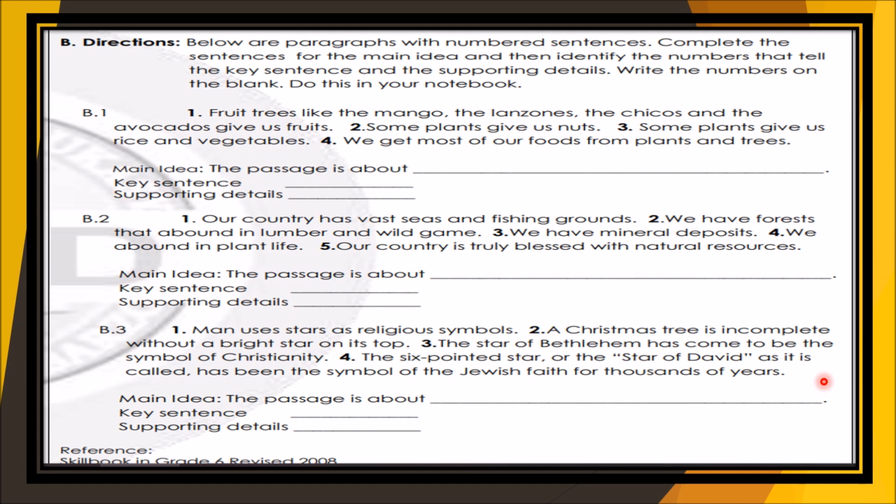So where can you find the main idea? How about the key sentence? How about the supporting details? So it's up to you to answer that. Okay?